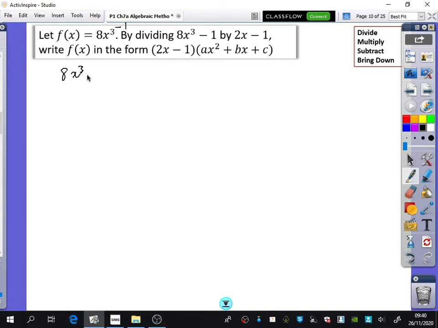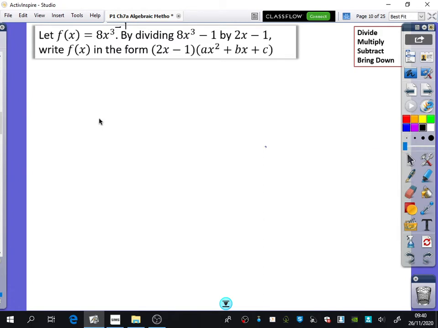We're going to be doing 8x cubed minus 1 divided by 2x minus 1, we're going to get some kind of answer, aren't we? And so if I wanted to say what 8x cubed minus 1 was, it's going to be 2x minus 1 multiplied by my answer. So even though they're asking us to factorize it here, that's the same thing as doing division, because factorizing is dividing. So let's actually get ahead and do this one we've got.